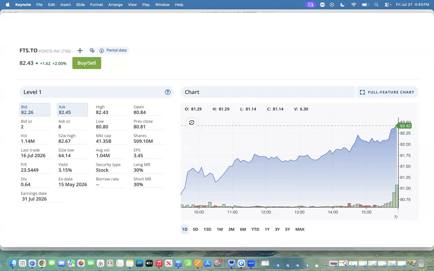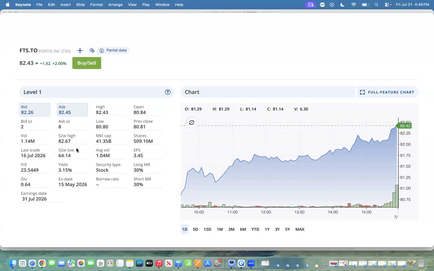So market cap is 41.35 billion. So it's a big company. And if we study more later on about Fortis, we will learn that it has been around for a while and is one of the dividend kings. So they have been paying dividends for a while and they are a stable company. So that is it. So the dividend is here, 6.4, just like the way I presented before.